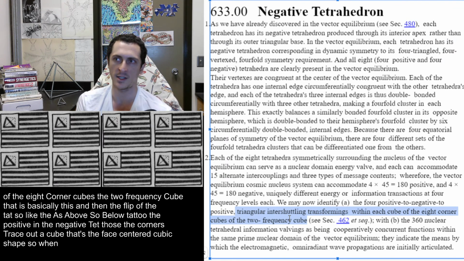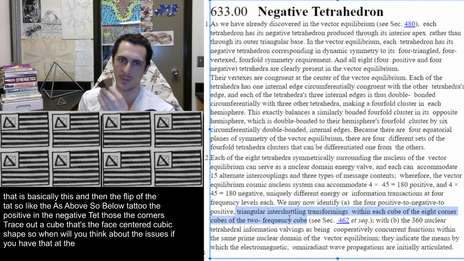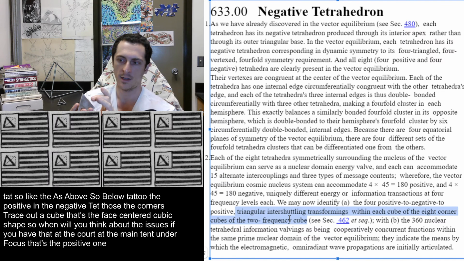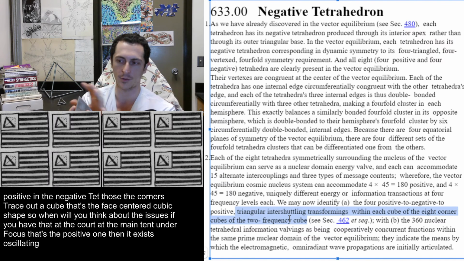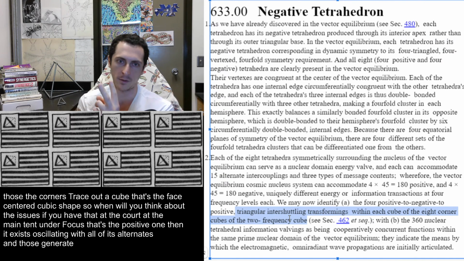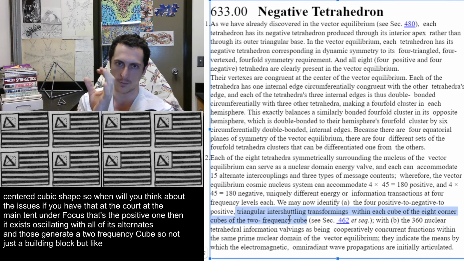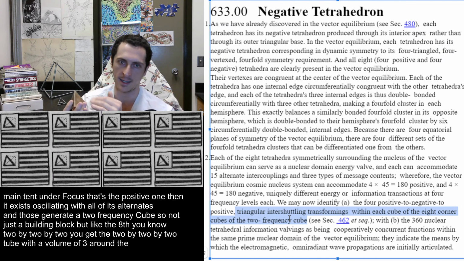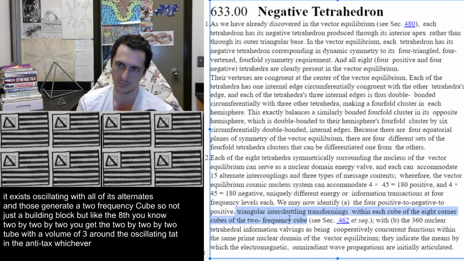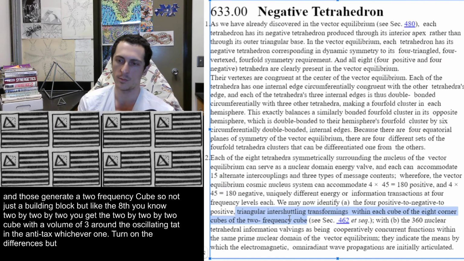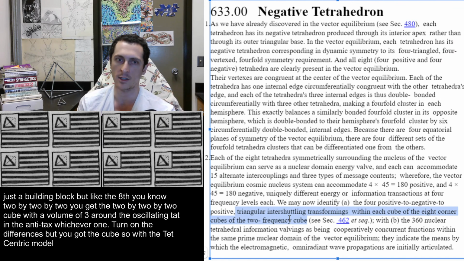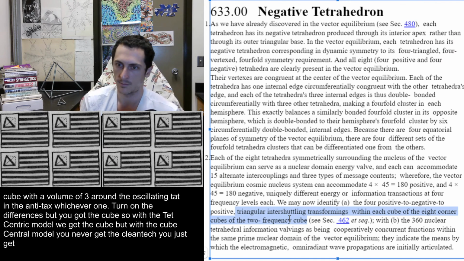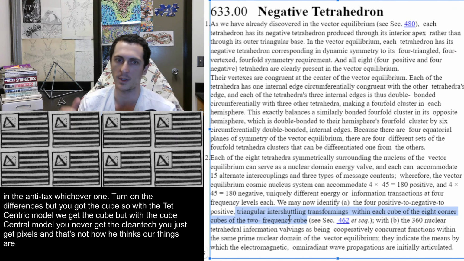So one way to think about this is if you have the tet, the core tet, the main tet under focus, that's the positive one, then it exists oscillating with all of its alternates, and those generate a 2-frequency cube. So not just a building block, but like the 8, 2 by 2 by 2. You get the 2 by 2 by 2 cube with a volume of 3 around the oscillating tet and the anti-tet. Whichever one, I'm not sure on the differences. But you get the cube. So with the tet-centric model, we get the cube. But with the cube-centric model, you never get the clean tet. You just get pixels. And that's not how we think things are because we want them to be wave-linear.